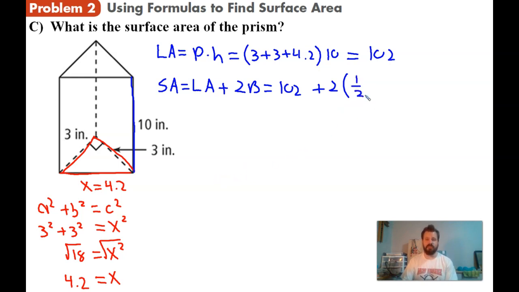So we'll say half times base, and we can use the 3 as the base of the triangle, times the height we can say is the other 3, and I can use 3 and 3 because these are at a right angle. And I'm just again plugging this straight in my calculator. I end up with a 111. So we could say 111 inches squared.